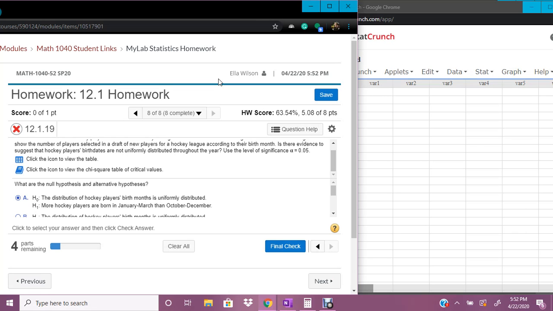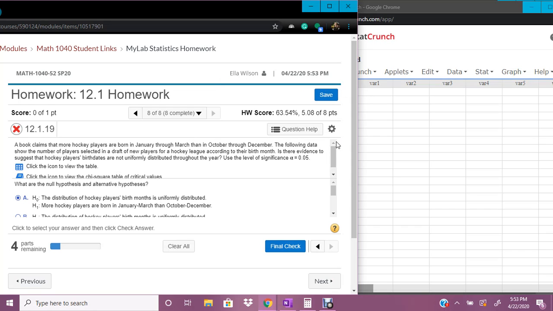Okay, so this is question 8 of the 12.1 homework. What we're going to be looking at here is the claim that someone is making, that more hockey players are born in January through March than in October through December. And it says, is there evidence to suggest that a hockey player's birth date is not uniformly distributed throughout the year?